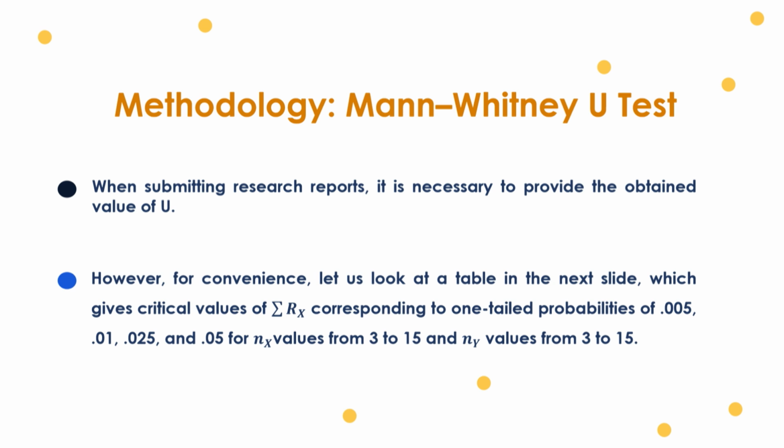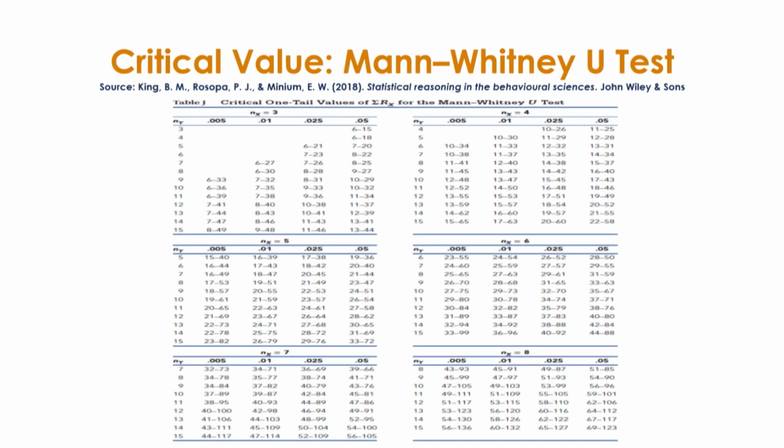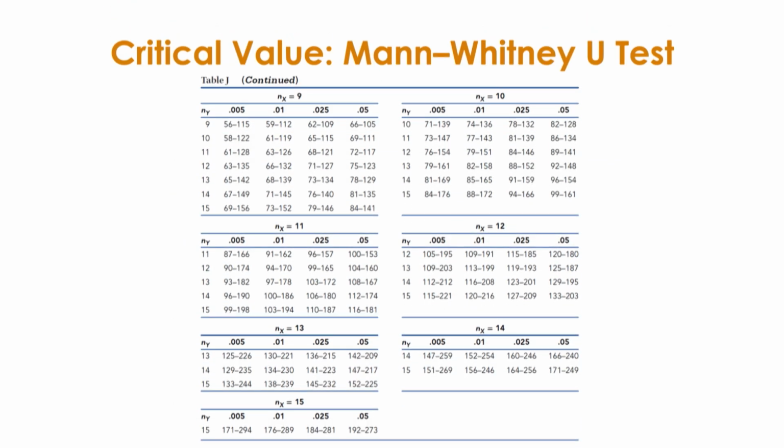So, in the upcoming slide, the table will show the values for 3 to 15, and for ni the values will also take 3 to 15, like that we have to see in the table. Now we can see in the table the critical values for the Mann-Whitney U test, and we have different nx and different ny, with values at different alphas: 0.05, 0.025, like that.